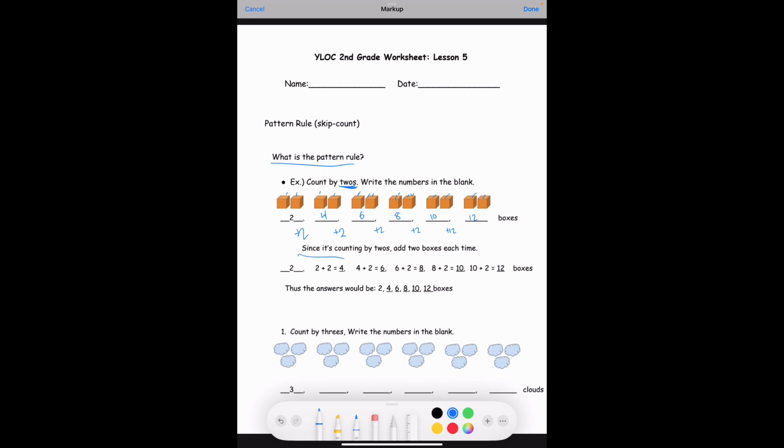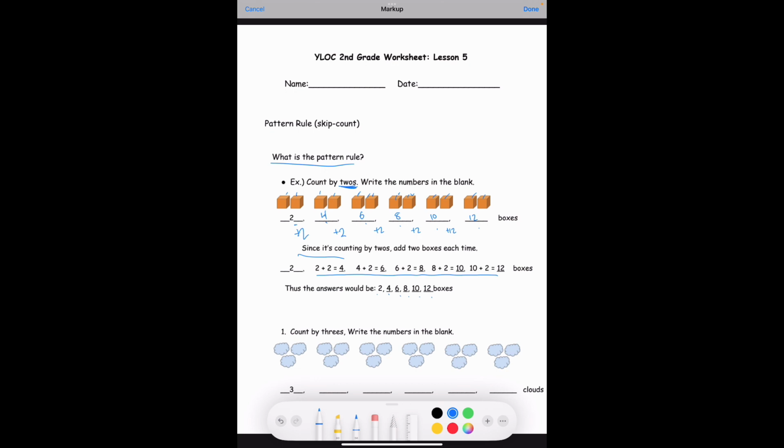Since it's counting by twos, add 2 boxes each time. This is exactly what we did at the top right there, and we got the same answer. So thus the answer should be 2, 4, 6, 8, 10, 12. And we got 2, 4, 6, 8, 10, 12.